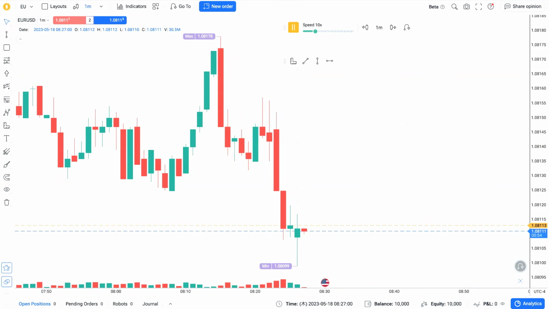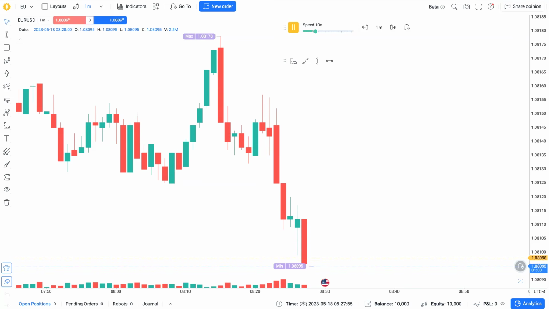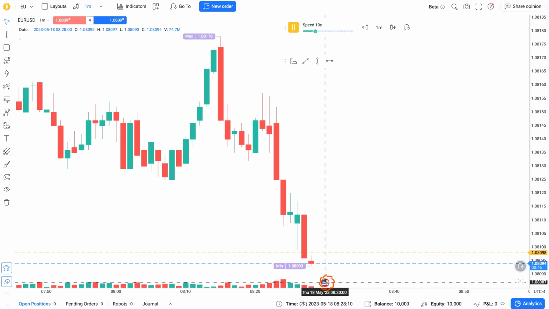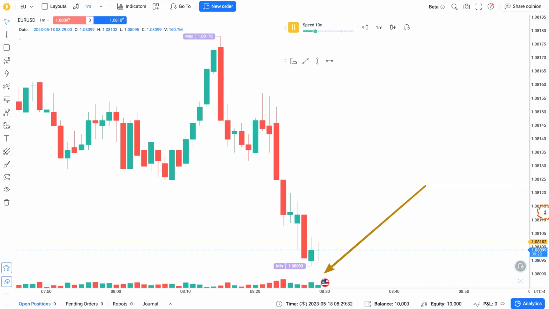FTO moves price based on actual historical tick data. Furthermore, it has a built-in economic calendar and it perfectly simulates the widening of the spread aligning with the exact time news was released in the past, just like this.